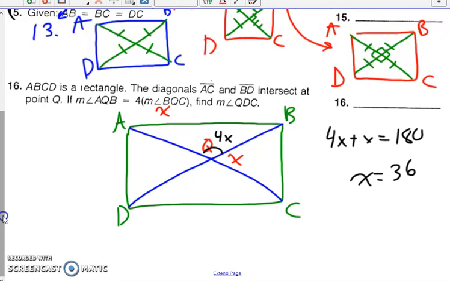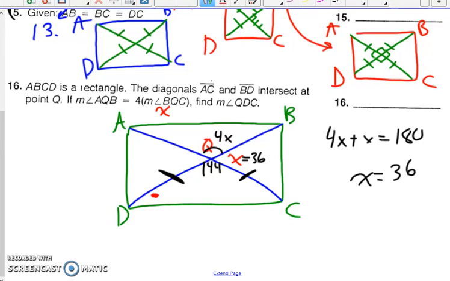But let's make sure we answer the question. They asked us to find the measure of angle QDC. So they want us to find the measure of that angle there. We can do a couple things here. First, we figured out x is 36, meaning angle DQC will be 144 since it's supplementary to that angle. And then we need to rely on our properties we know about rectangles. Specifically that the diagonals bisect each other, meaning DQ and QC are congruent, meaning triangle DQC is an isosceles triangle.